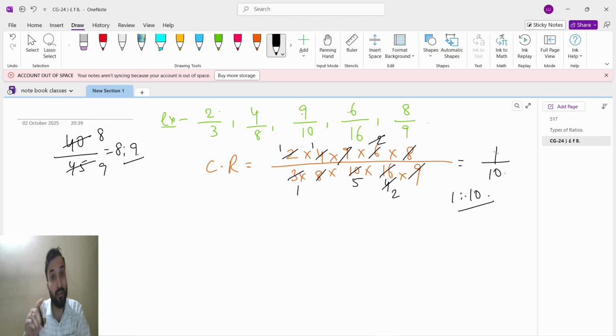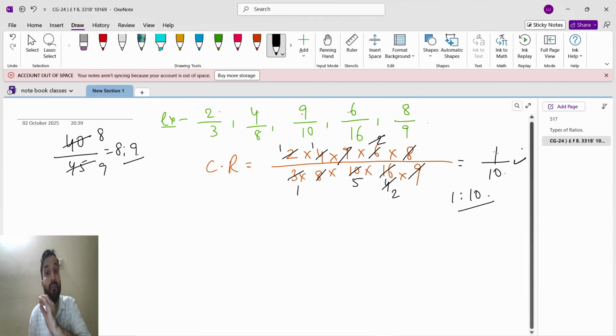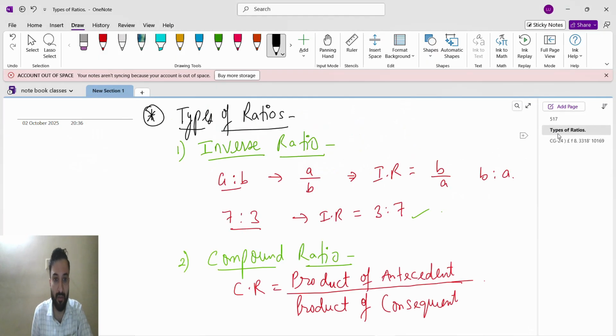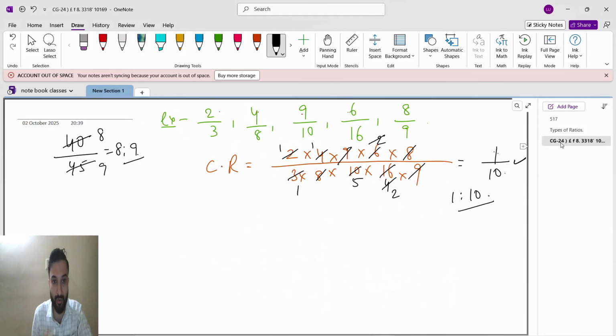That's it. So this is how we do the compound ratio. Product of the antecedents divided by product of the consequents, meaning product of the numerators divided by product of the denominators. And after that, here only we have to cancel. So whatever answer we get will be in simplified form. We do not have to simplify it again, because we have to remember the ratio must be in simplest form. So this is done, inverse ratio done, compound ratio done.